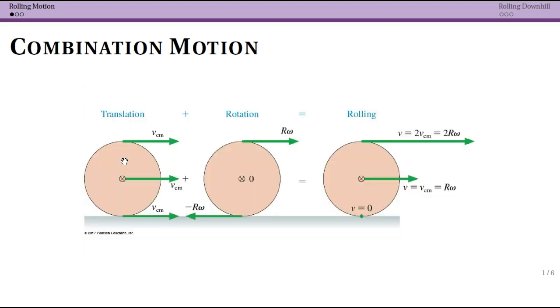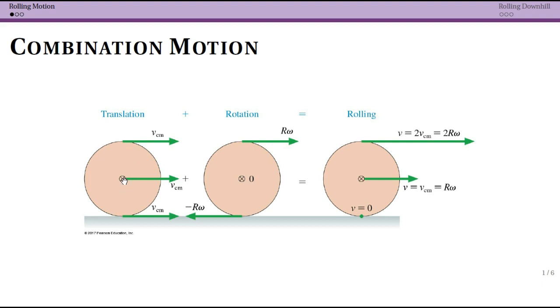So the idea being that this is a sum of translation, where you would in fact have every single point on this disk moving to the side with the same velocity, and rotation, where now the velocity is actually different on different parts of the wheel. So let's go through this piece by piece.